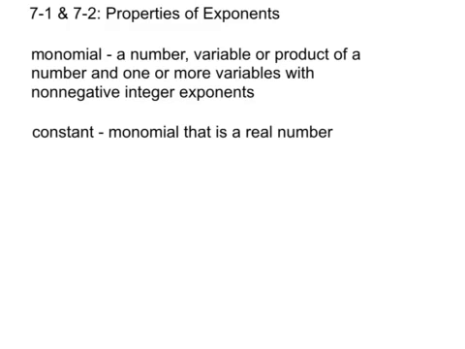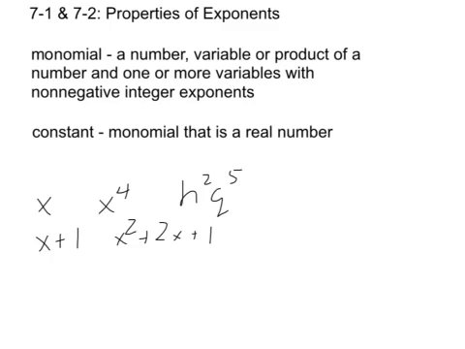An example of a monomial is x. That's an example. x to the fourth. That's an example of a monomial. Or h squared q to the fifth. That's a monomial. Some things that are not monomials are x plus 1. When you have the plus or the minus in between there, you have multiple terms, so it's not a monomial anymore. x squared plus 2x plus 1, that is not a monomial, that's a polynomial.